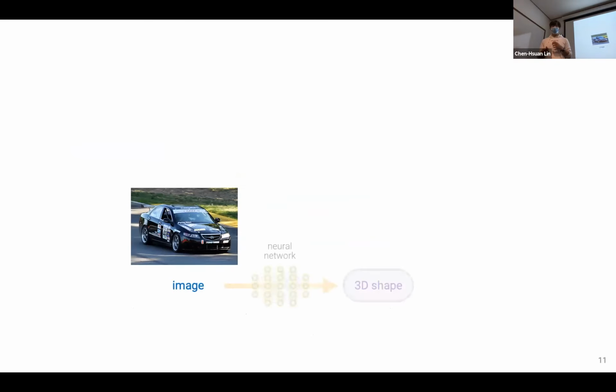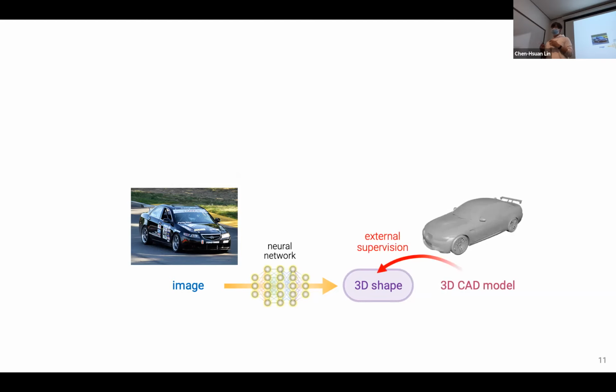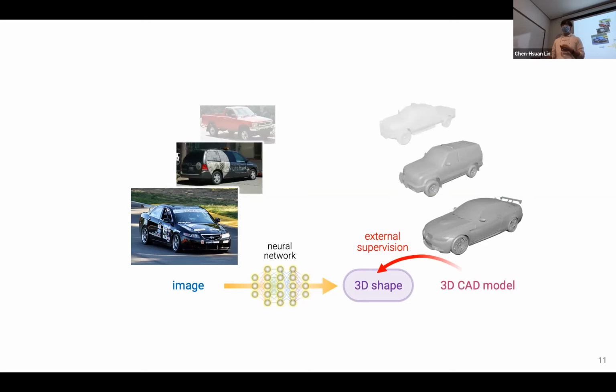And so our goal is to learn a neural network that can predict a 3D shape, going from an image to a 3D shape. And this shape will typically be parameterized by some kind of neural network model. The most straightforward way of training this kind of network is to directly supervise it with the corresponding 3D CAD model, so we have 3D CAD models to learn this kind of model here.